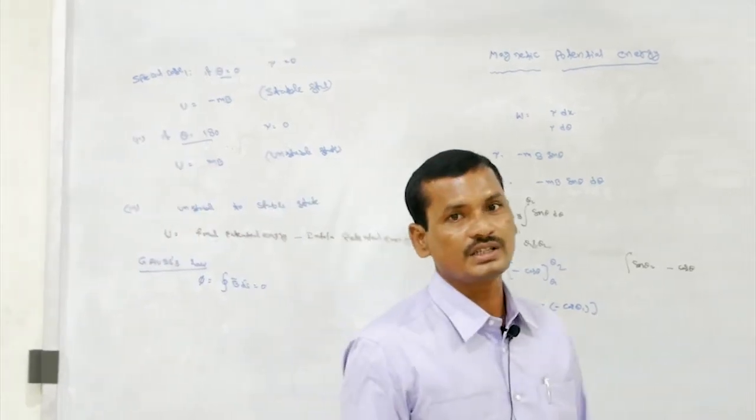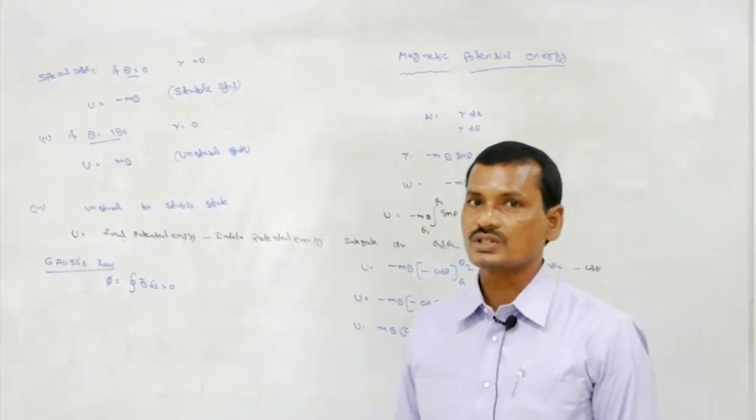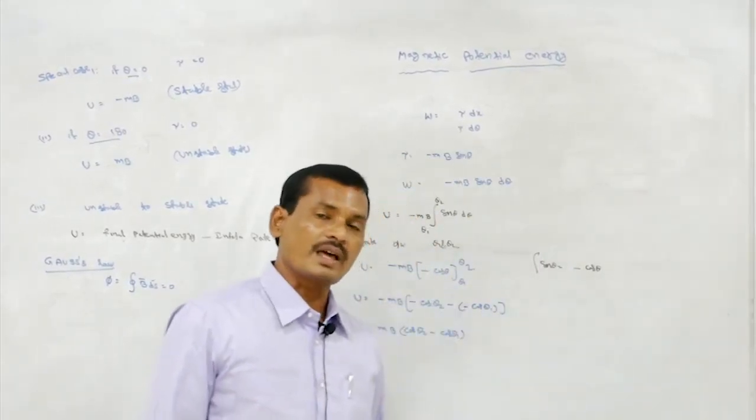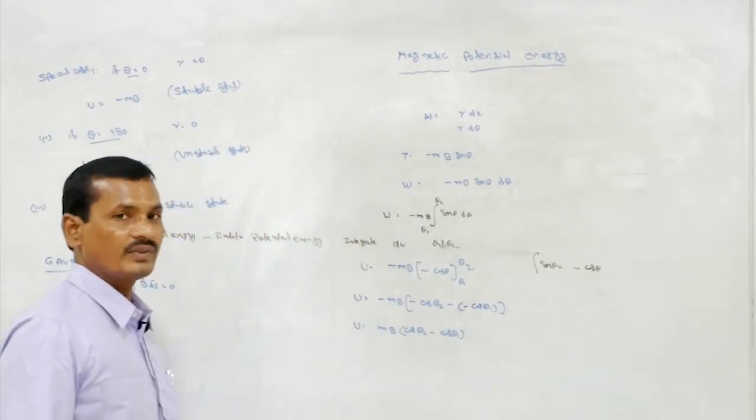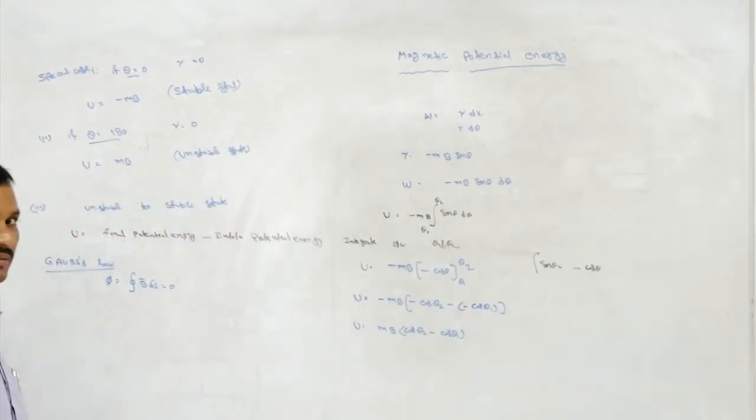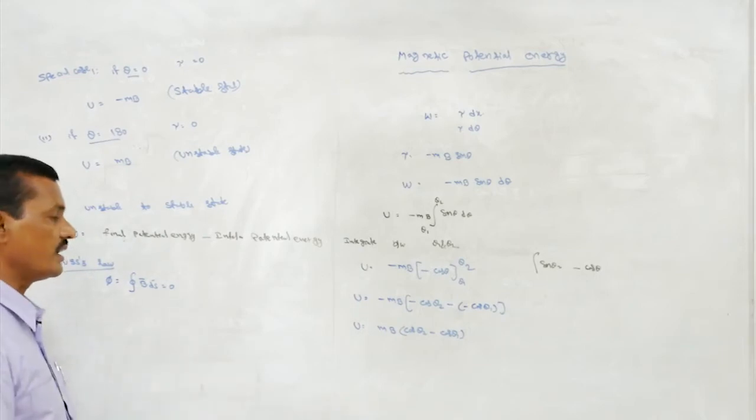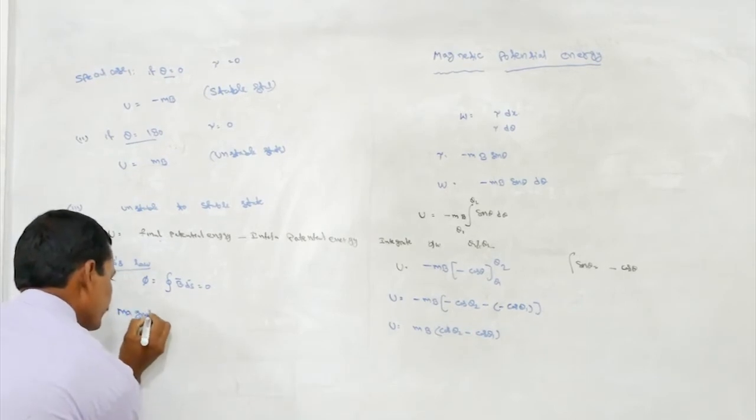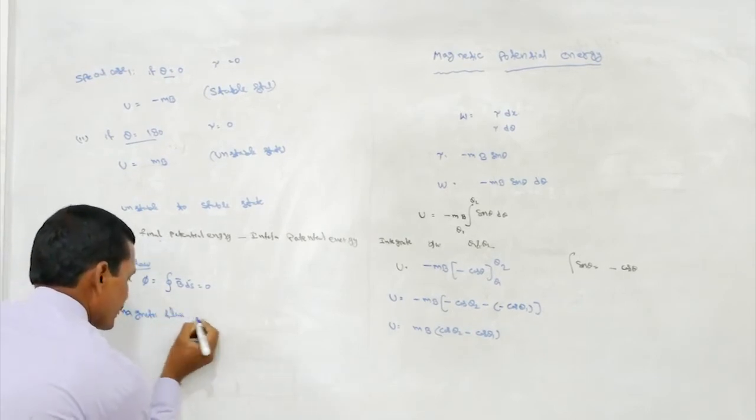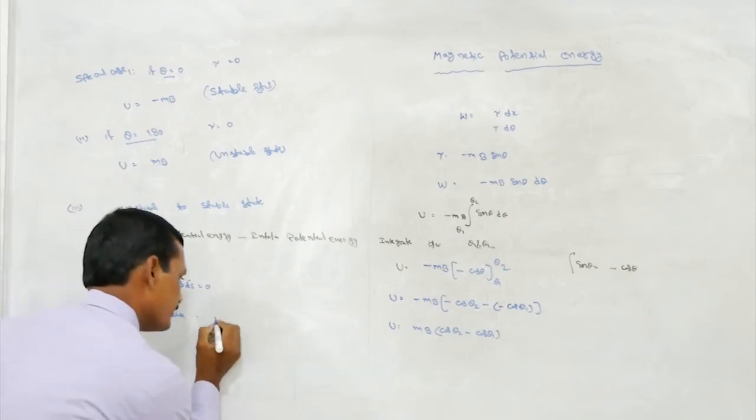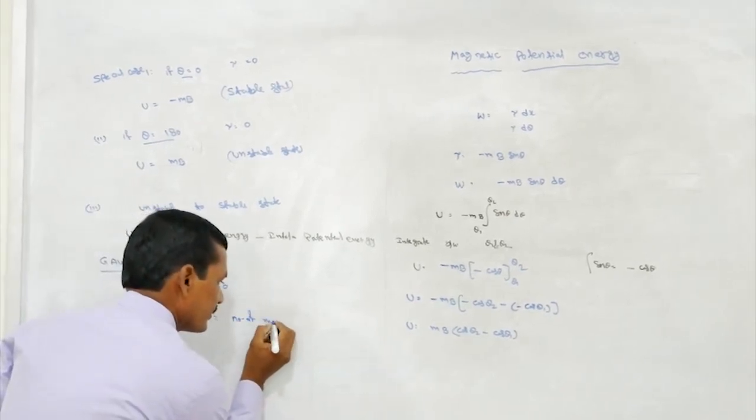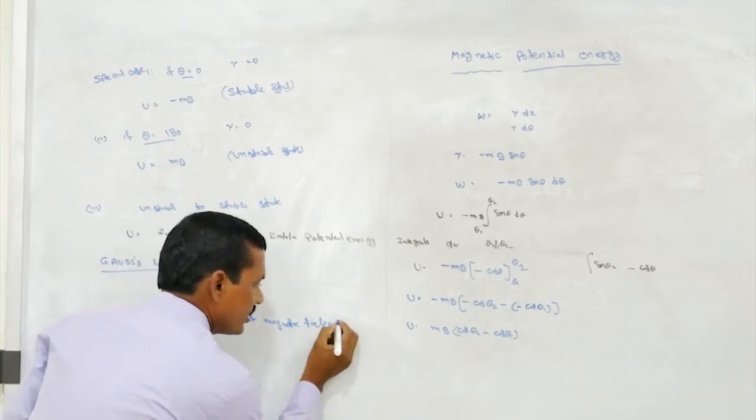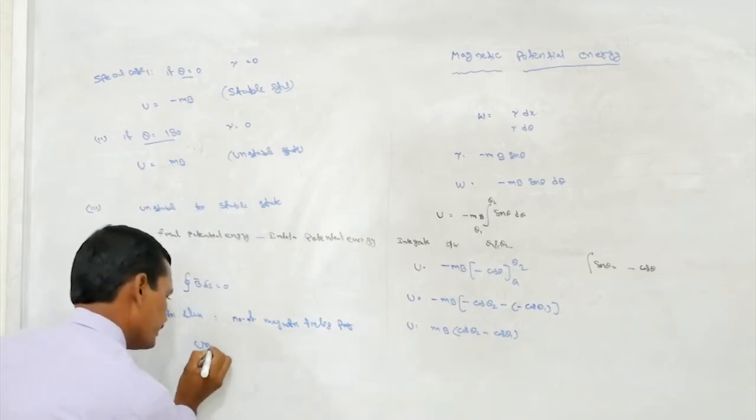The Gauss law says, in any closed surface, the net magnetic flux is 0. What is magnetic flux? Magnetic flux is the number of field lines per unit area.